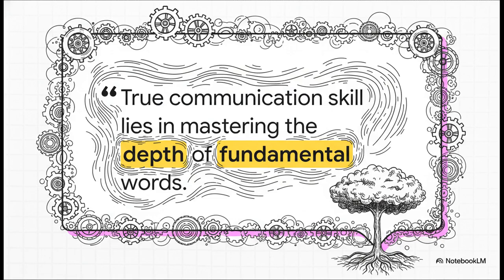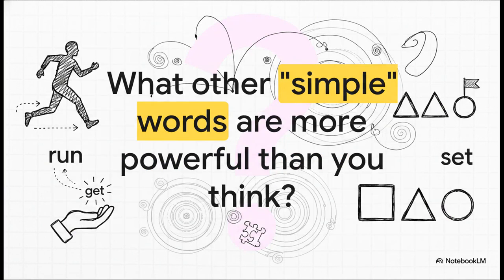You know, we often think that having a huge vocabulary is what makes someone a great communicator. But maybe the real skill isn't just knowing more words. Maybe it's about truly understanding the incredible depth and power of the fundamental words we already use every day. So, I'm going to leave you with a question to chew on. What other simple, everyday words are just like fall? I'm talking about words like run or get or set. What other hidden worlds of meaning are just sitting there waiting to be discovered inside the words you use every single day? It's something to think about.